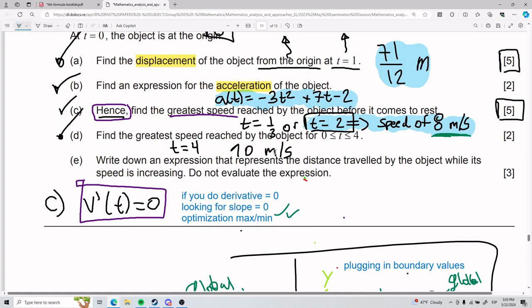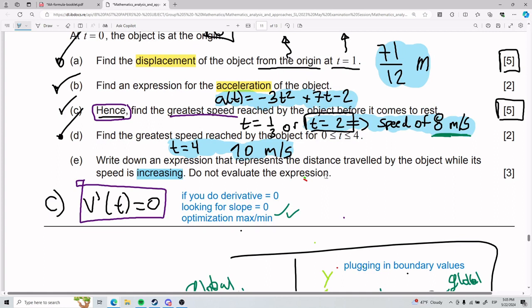That is for part D. And now part E, which is kind of crazy. They ask us to write down an expression that represents the distance traveled by the object while its speed, and notice, while its speed is increasing. Do not evaluate the expression. So this is more of a context problem, to be honest. You need to understand when the object is traveling with its speed increasing.